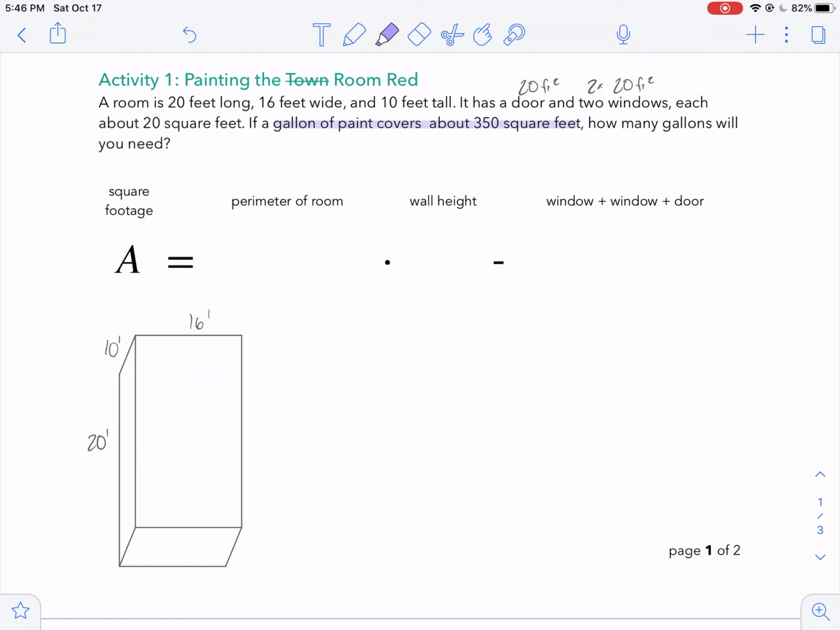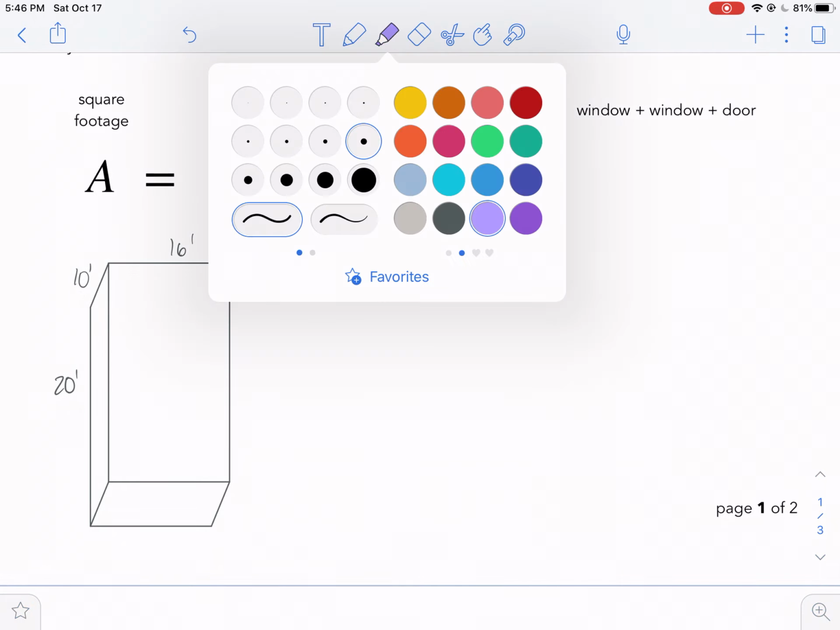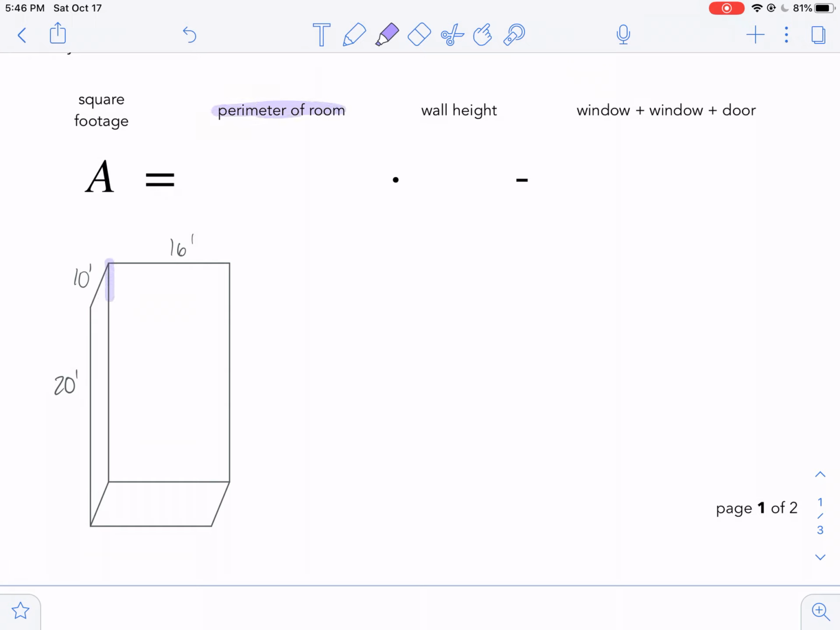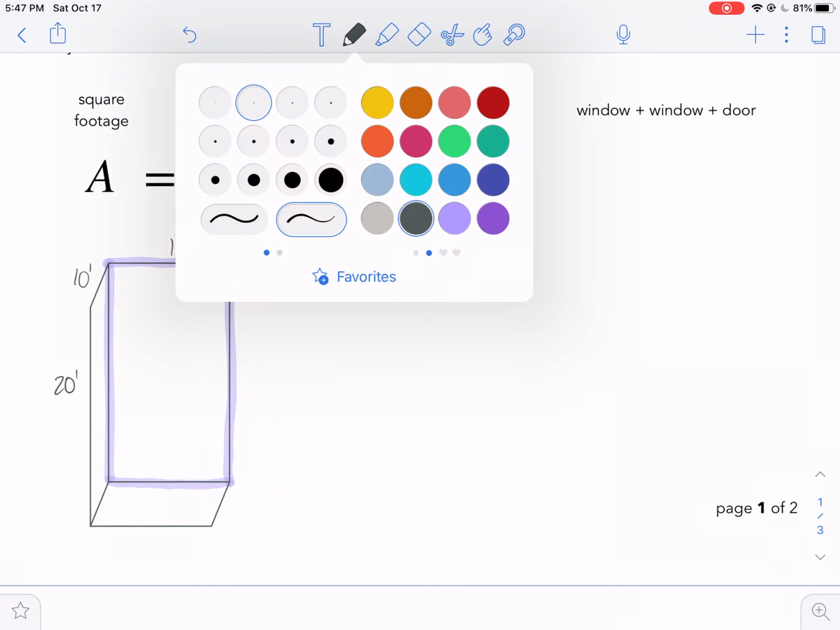Well, we need to find the area that we're painting. So our area is going to equal the perimeter of the room times the wall height. But then we need to subtract the area we don't need to paint, that is the door and the windows, or the windows and the door in this case. Okay. So here we've got the area, and to find the area, we need to first find the perimeter of the room. So the perimeter of the room is going to be the length plus the width plus the length plus the width. But you guys, we're lazy.